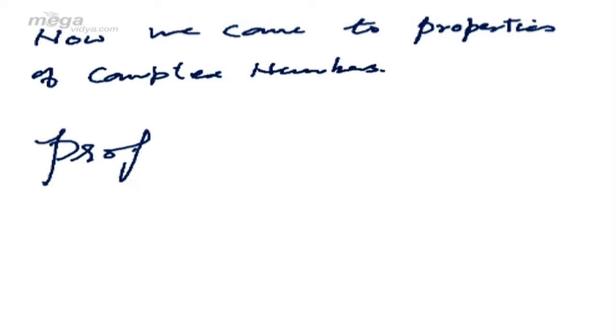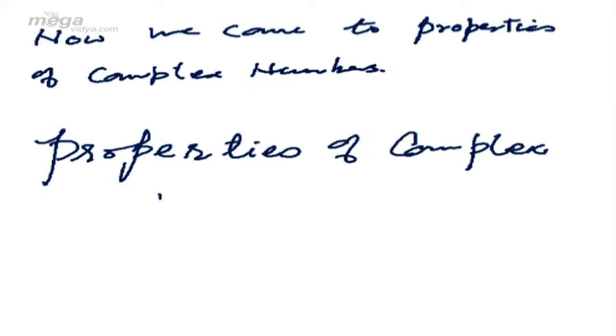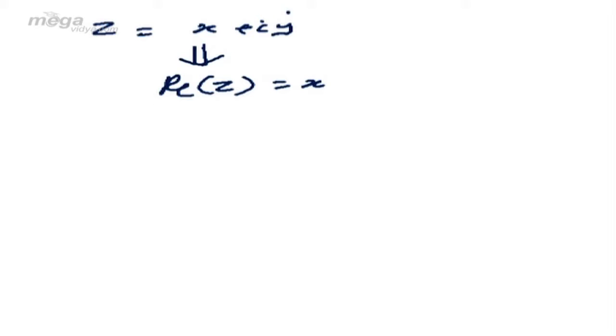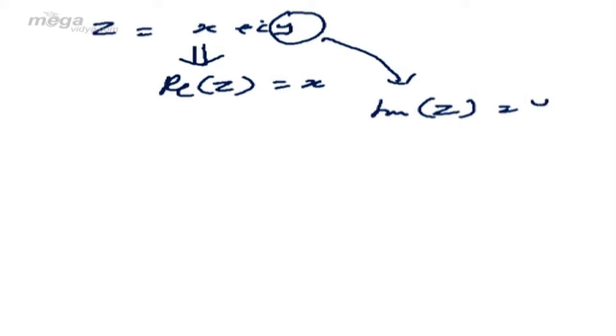That is properties of complex numbers. Now define the complex number, that is z is equal to x plus iy is any number. This x is called the real part of z, that is x, and this y is called the imaginary part of z, that is y.